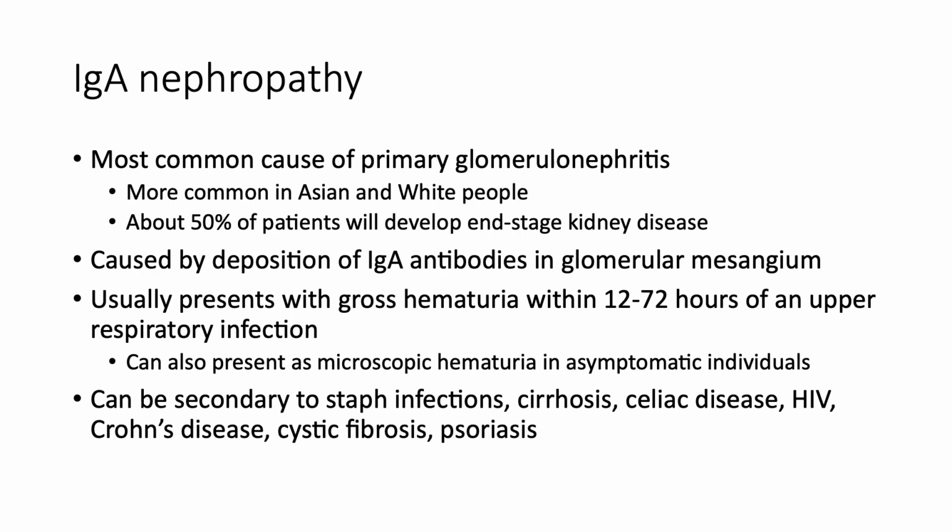Now, IgA nephropathy can be primary, but it can also be secondary to other problems like staph infections, cirrhosis, celiac disease, HIV, Crohn's, cystic fibrosis, and psoriasis. So it's important to be aware of your patient's past medical history when you're evaluating them for this.